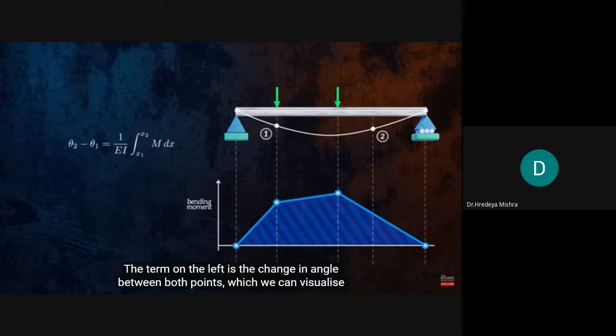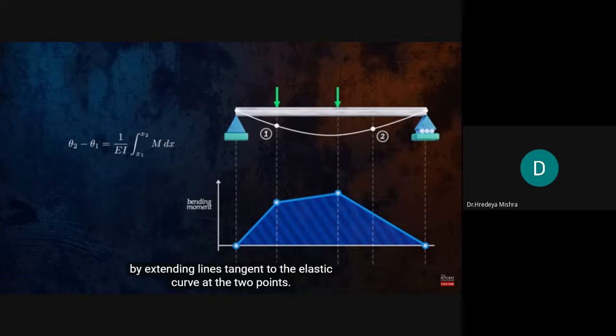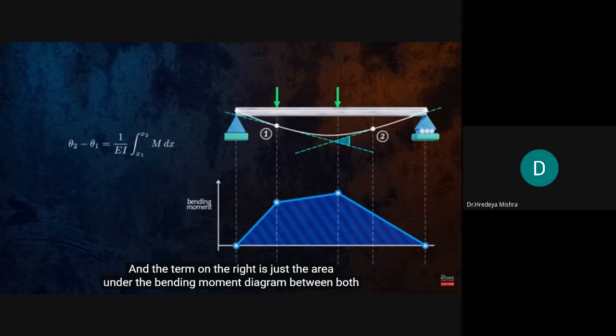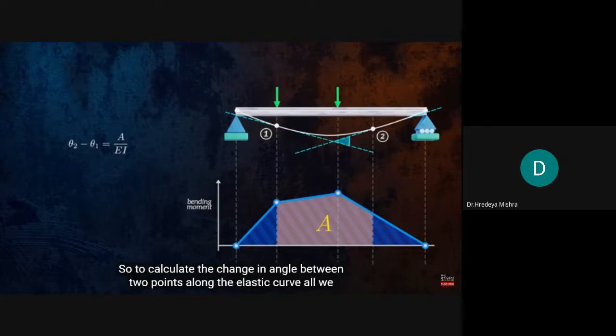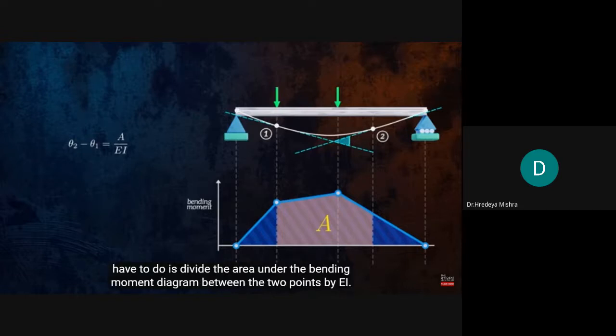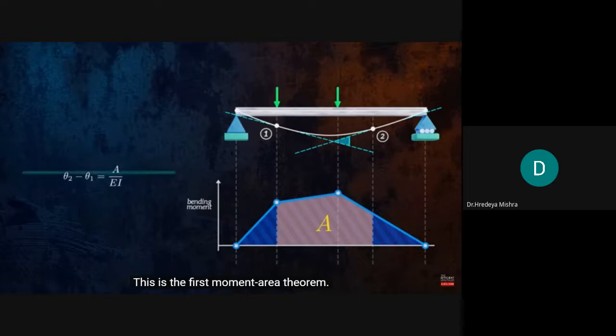The term on the left is the change in angle between both points, which we can visualize by extending lines tangent to the elastic curve at the 2 points. And the term on the right is just the area under the bending moment diagram between both points, A, divided by the flexural rigidity, EI, assuming that both E and I are constant along the length of the beam. So, to calculate the change in angle between 2 points along the elastic curve, all we have to do is divide the area under the bending moment diagram between the 2 points by EI. This is the first moment area theorem.